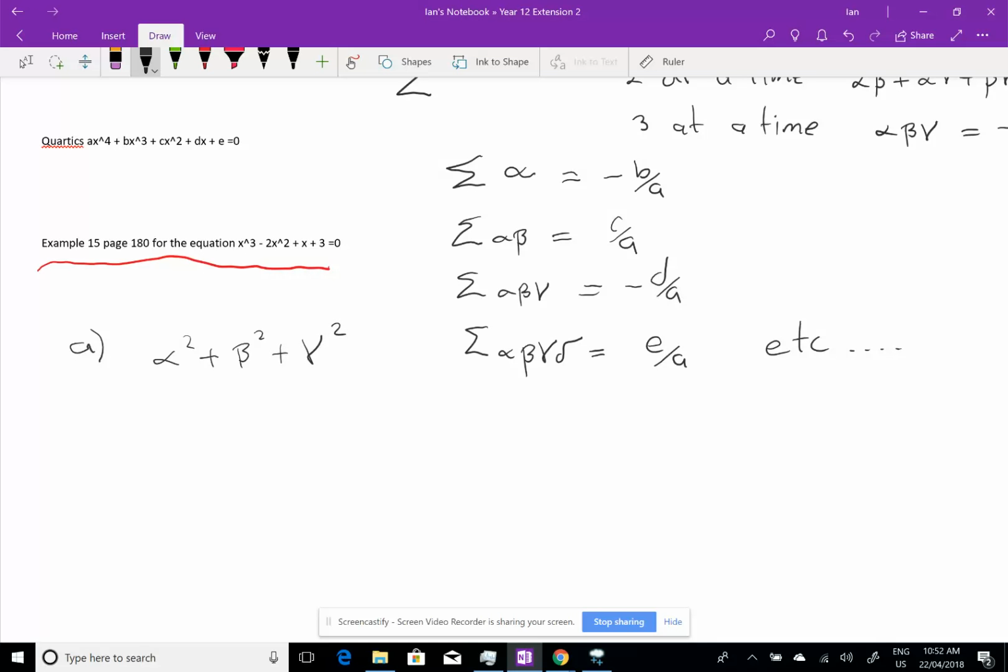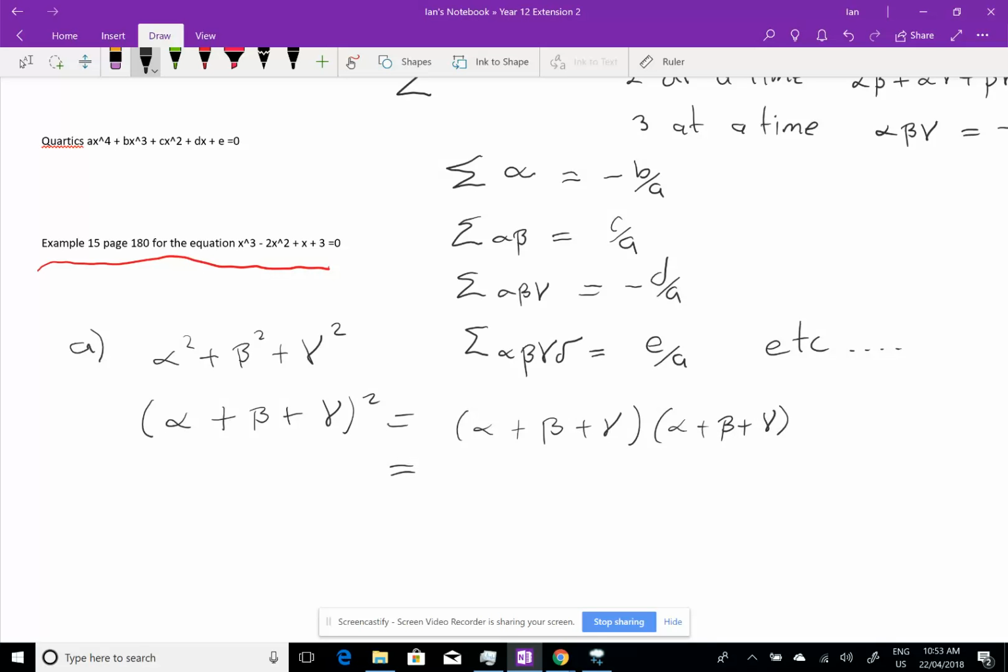So now I'm going to have to do a little bit of mathemagic here. And we've done this before with squares, but not with 3 terms. So (alpha plus beta plus gamma) all squared. Well, I can expand that. So I'll get (alpha plus beta plus gamma) times (alpha plus beta plus gamma).